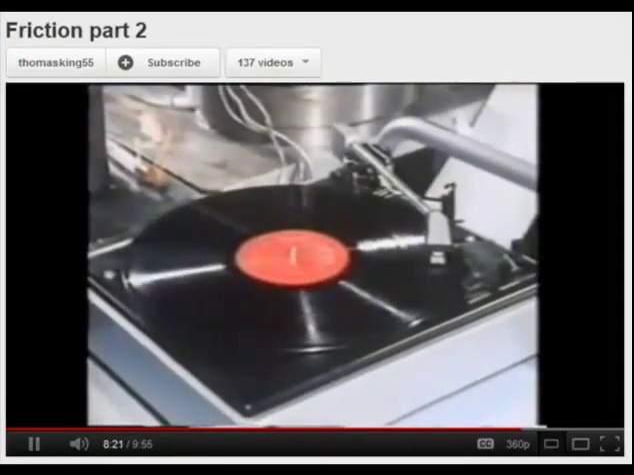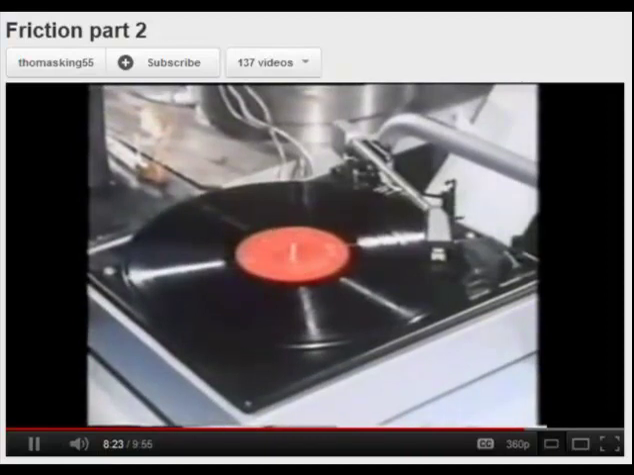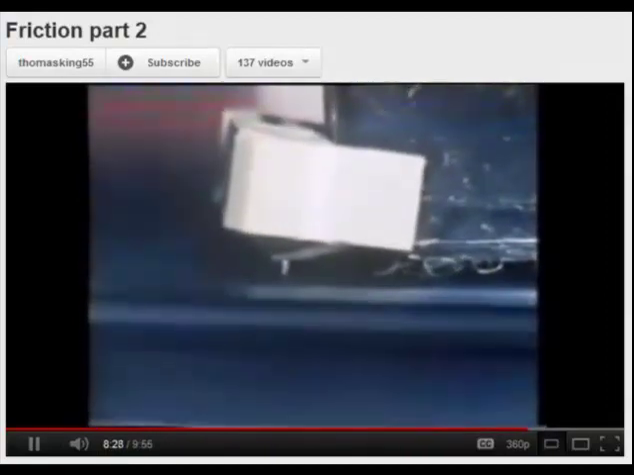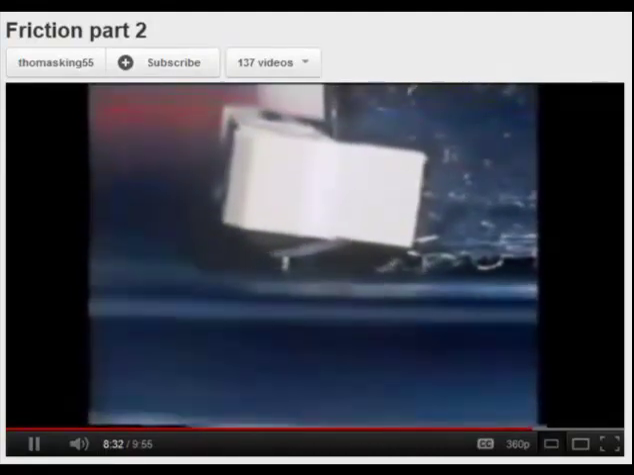This situation looks pretty similar. But can you think why this hard stylus doesn't wear a groove in the soft material of the disc?